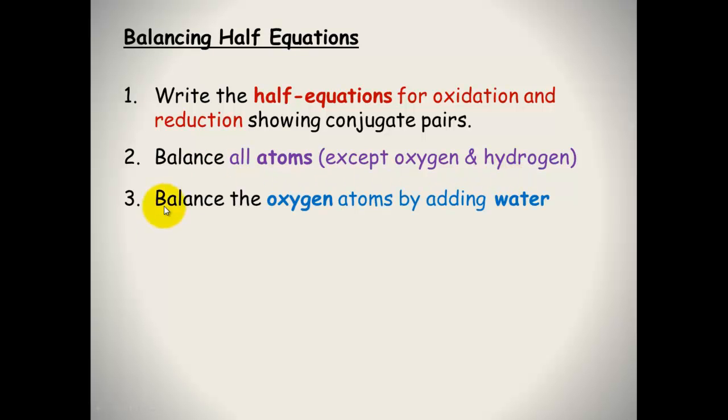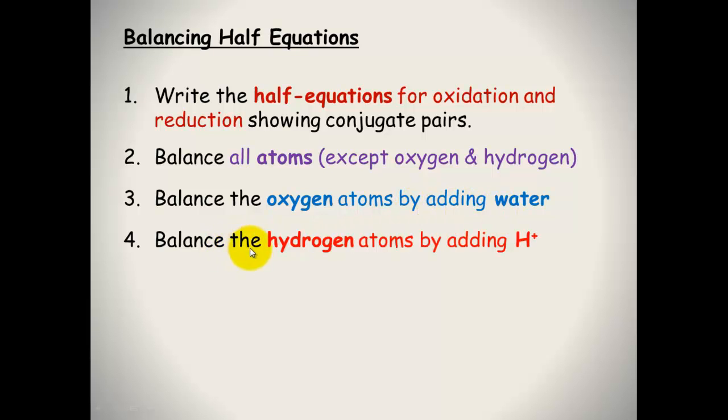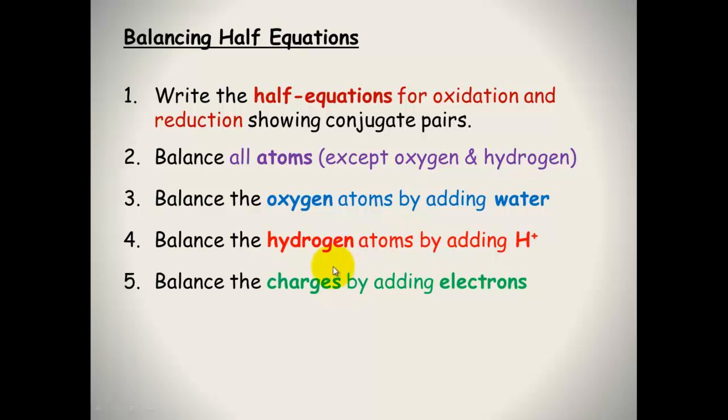The third step, balance the oxygen atoms by adding water. The fourth, balance the hydrogen atoms by adding hydrogen ions. The fifth step is to balance the charges by adding electrons. And the last step there is to add states. And this is all about balancing your half equations.